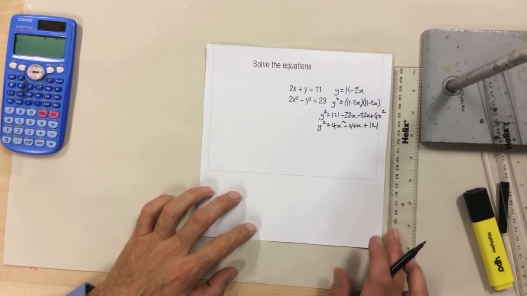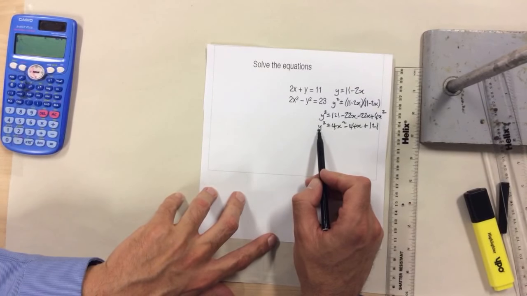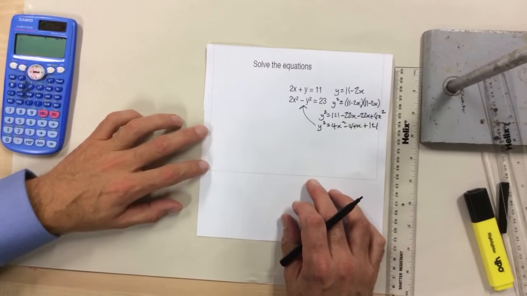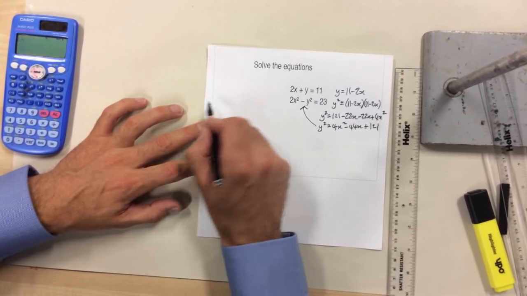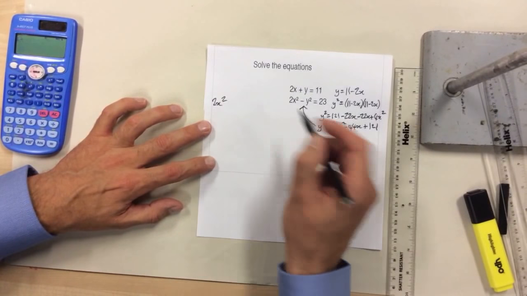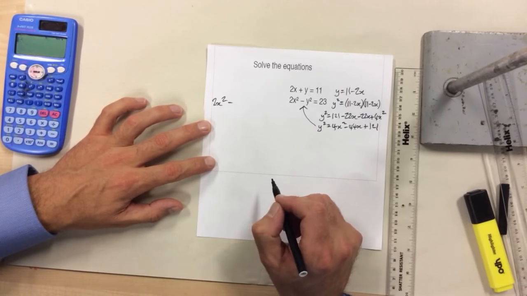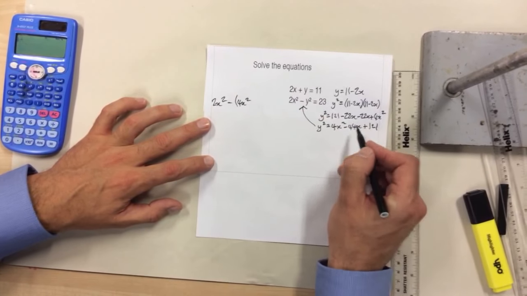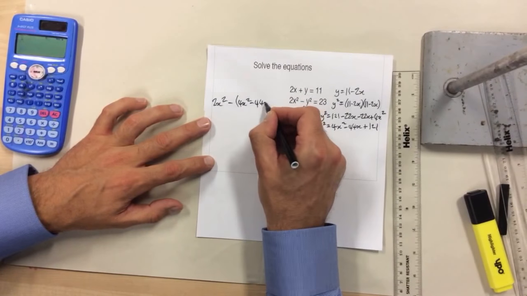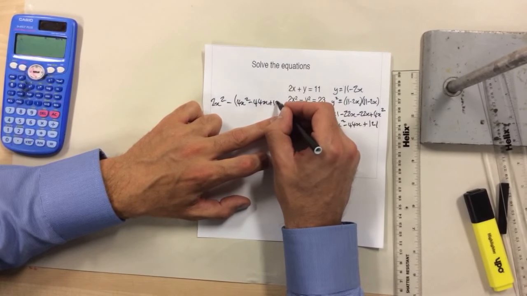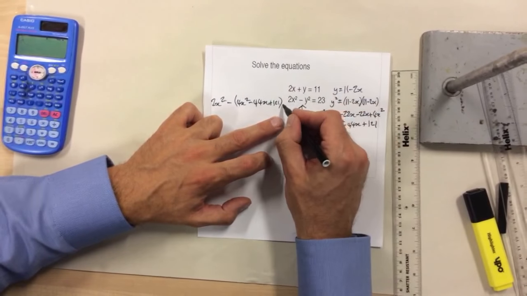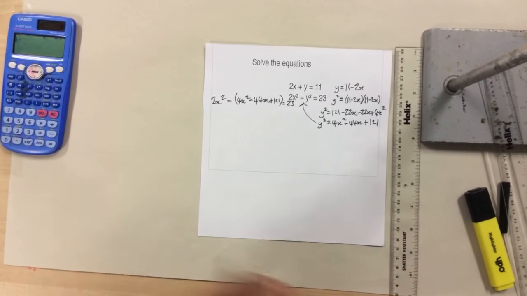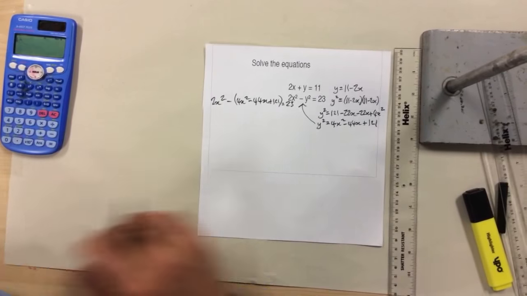So what we've got now is an expression for y squared. And that expression can be substituted into that second equation. So my second equation is now going to become 2x squared, and we are subtracting y squared. I'm going to put all that into a bracket. So I've got 4x squared minus 44x plus 121, and all that equals 23. Just room there to fit that 23. Okay, so let's remove those brackets and we'll see what we can do.